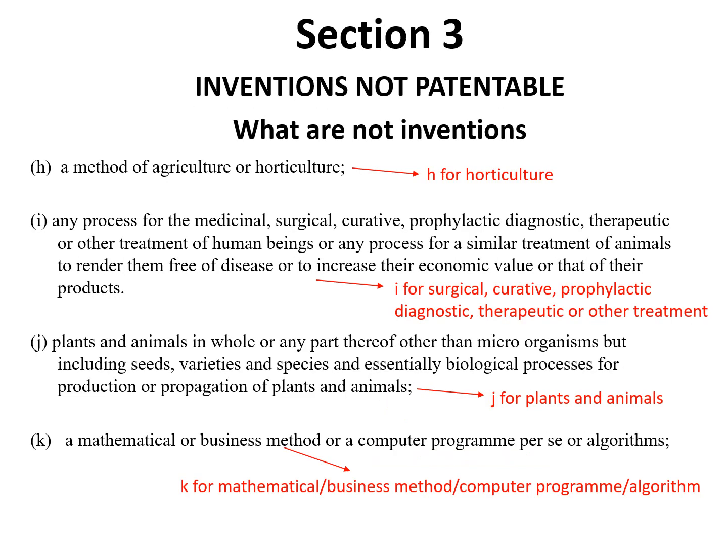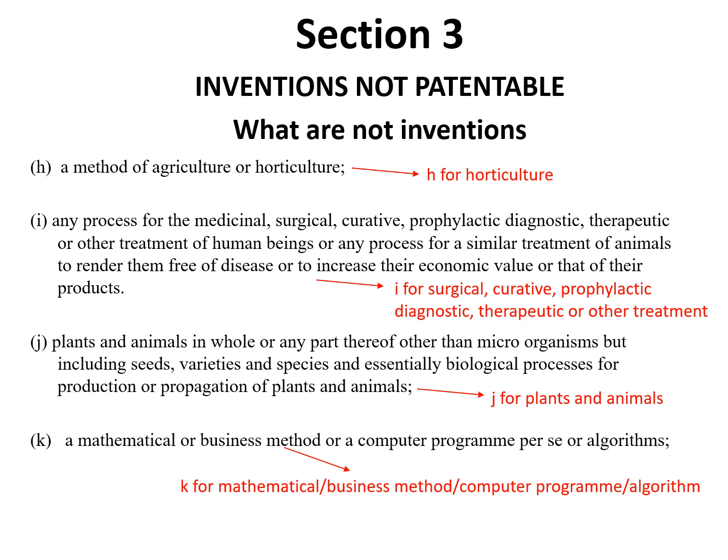So section 3H deals with a method of agriculture or horticulture. In order to memorize this section, 3H, H for horticulture. So you can use this strategy to memorize this subsection.